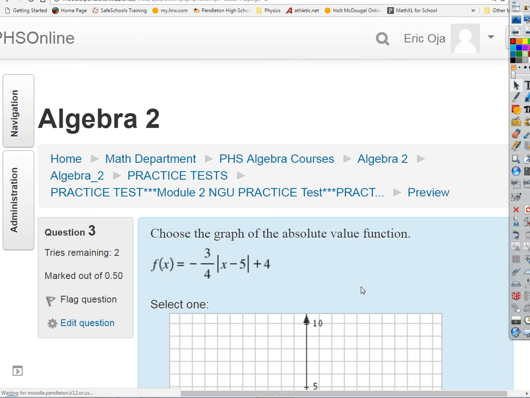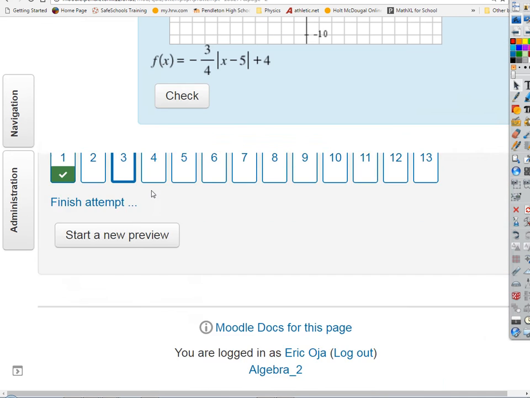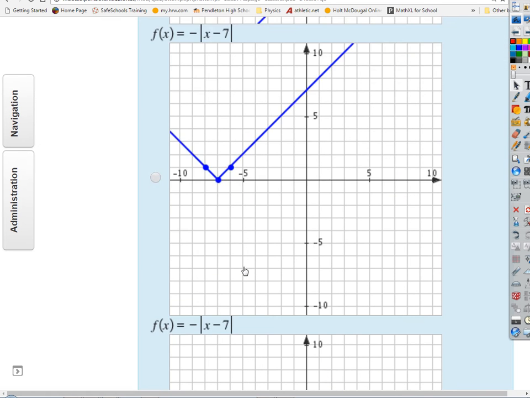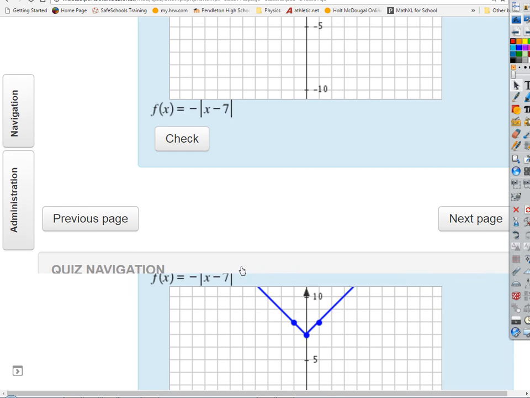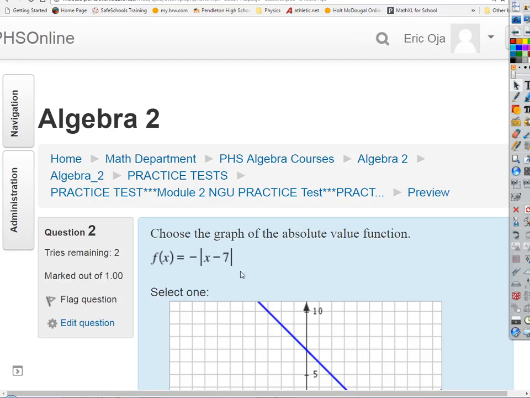How about something like that? Okay, for this one, what's the value of A? -1, so the slope's -1 of the right leg. It's going to open down, isn't it? What's H? 7, very good.